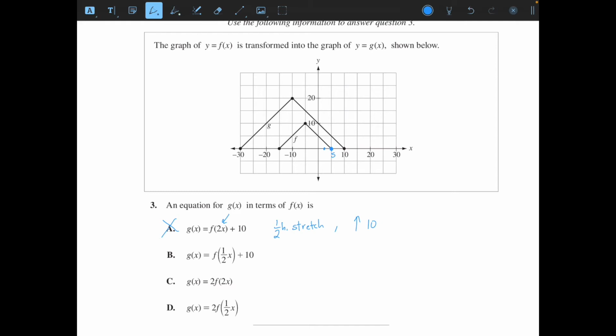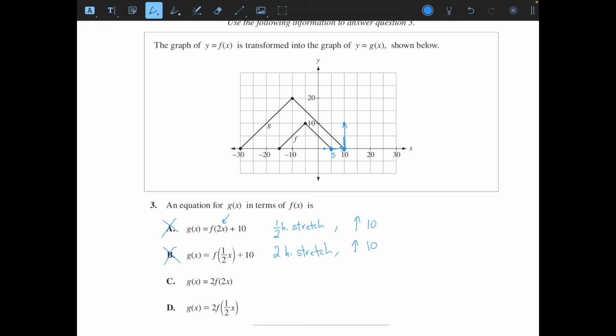So this one, f of 1/2 x plus 10, so it's the opposite. It's not a 1/2 stretch. It's a 2 times horizontal stretch. And then we're going to go up by 10. So once again, this 5 is multiplied by 2 because it's a 2 times stretch, and it becomes 10. And then it goes up by 10. So that's not the right location. We wanted it to just stay right there. So we can cross off B as well.